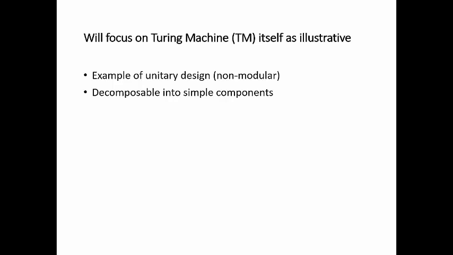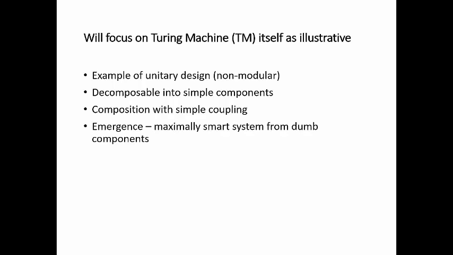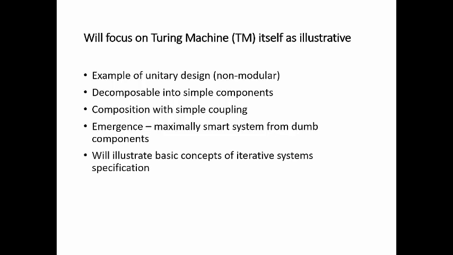Well, to discuss iterative system specification, we'll focus on the Turing machine itself for illustration. It's an example of unitary design or non-modular design, but it is decomposable into simple components, and then composed together to get back the original system with simple coupling. And in a sense, it's a good example of emergence, because each of the components, the tape and the control machine, are pretty dumb by themselves. They can't do very much, but when coupled together, they create the maximally smart system, that is one that can, in principle, do any computation that can be done. And this will illustrate the basic concepts of iterative system specification.